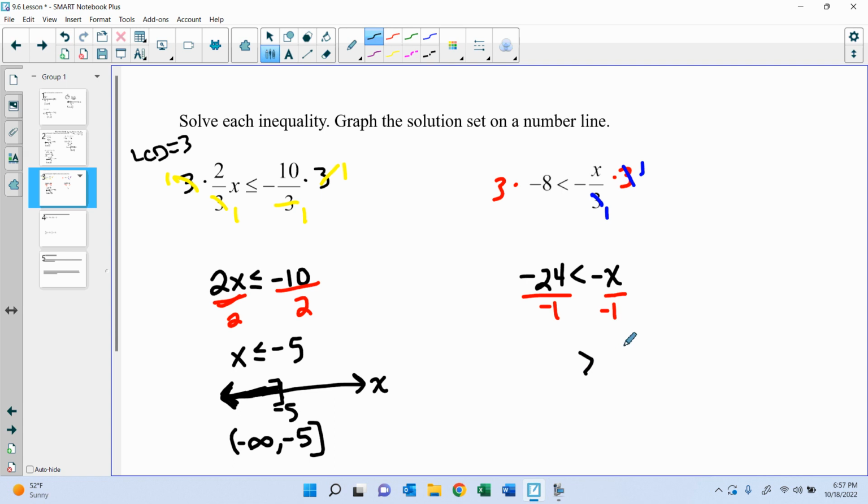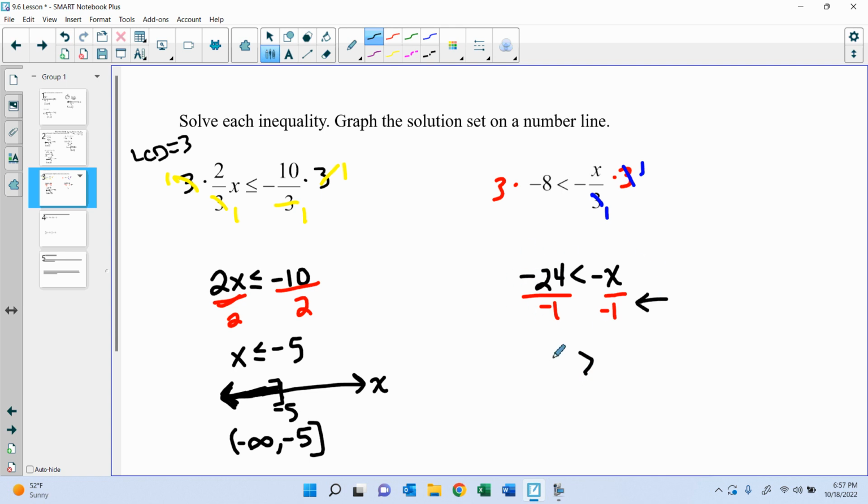Very important. So this would be a good place in your notes. You can even pause the video and write a note to yourself, because we had to multiply or divide by -1, we had to flip the inequality around. So instead of a less than, it's a greater than.